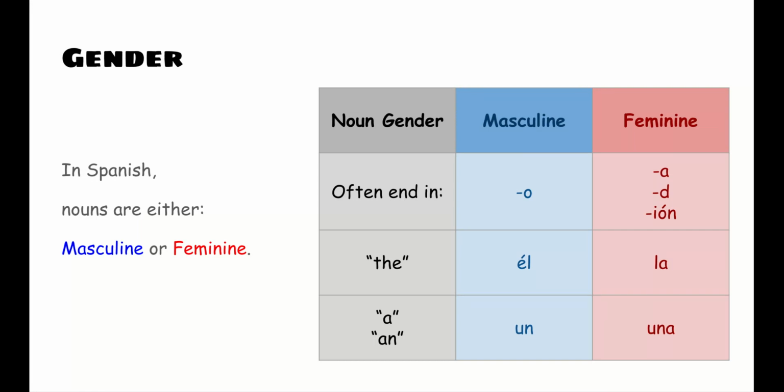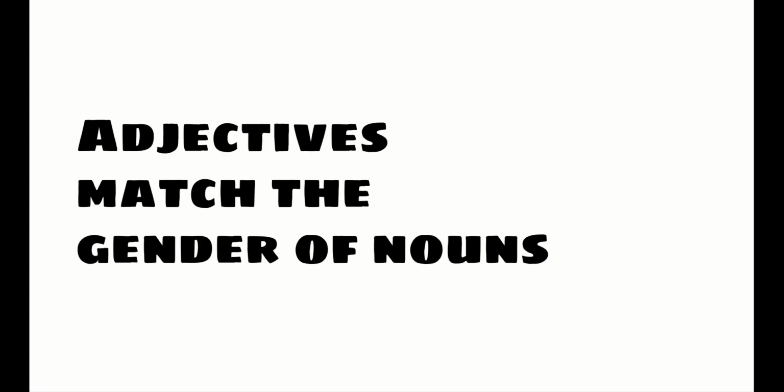So in Spanish, every noun has a gender. And here in this table, you can see a summary of how to tell what gender a noun is. Masculine nouns generally end in O. They use the word el, and we use the word un. Feminine words generally end in A, D, or ION, and they use the word la for the and the word una for a or an. So when you're putting an adjective with a noun, you have to match the gender of the noun.